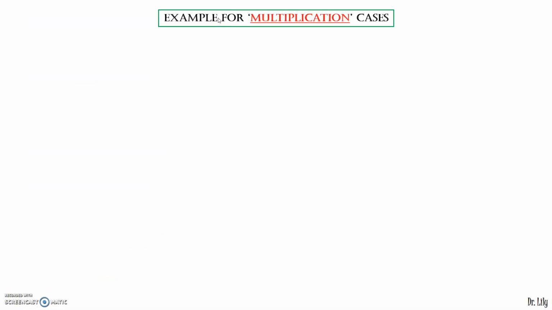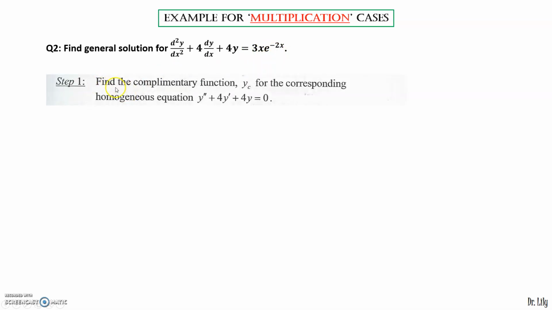So now let's look at the following example in which the f(x) consists of multiplication cases. The question here is, find the general solution for d squared y over dx squared plus 4 dy over dx plus 4y equal to 3x exponential negative 2x. So step number 1, you need to find the complementary function for the corresponding homogeneous equation, which is given by y double prime plus 4y prime plus 4y equal to 0.